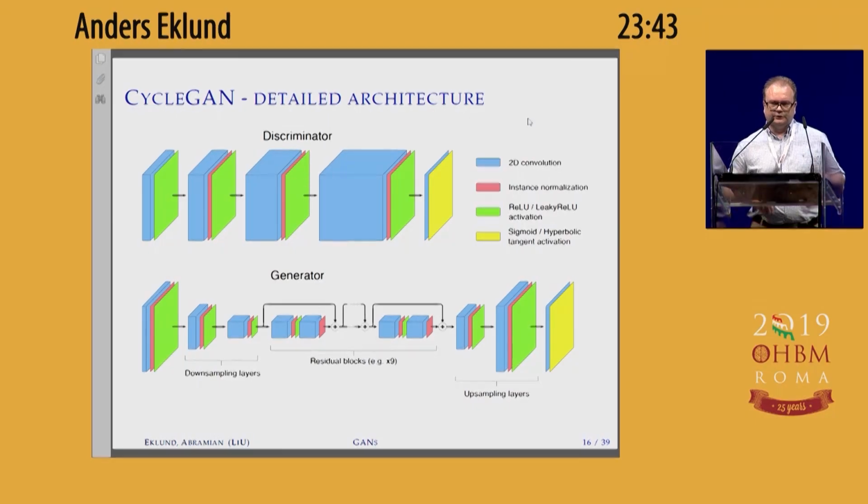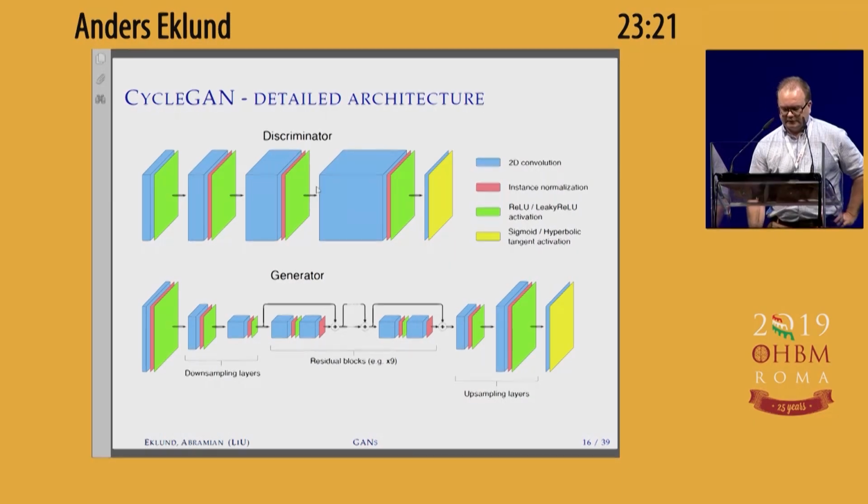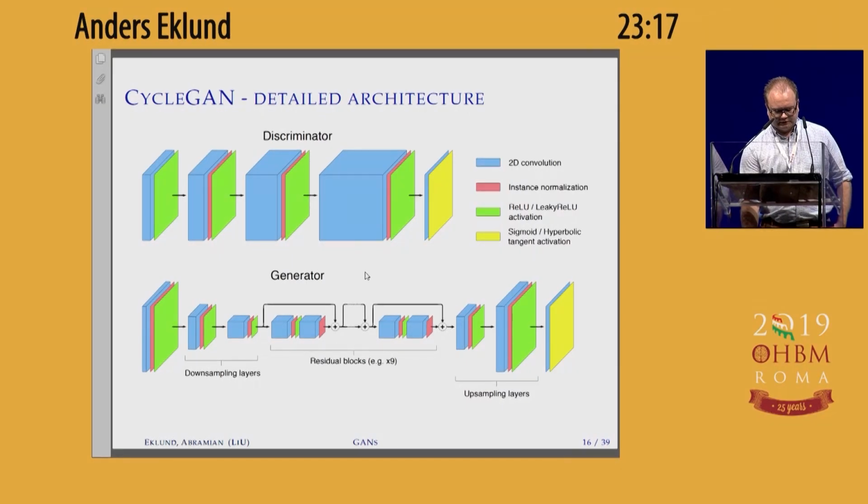As I mentioned, we're training 2 generators and 2 discriminators at the same time. So we're training 4 convolutional networks at the same time. And this is one example of what the discriminator and the generator can look like. So the discriminator is sort of simple with 4 convolutional layers. The generator is a bit more complicated.